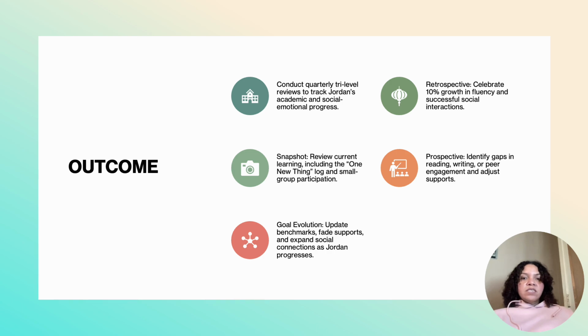The current status, assessing exactly what Jordan is learning now and what he will be learning in the future. Perspective, identifying remaining obstacles in reading, writing, and peer-to-peer engagement. The goal tweaking. The team acknowledges that as Jordan's confidence grows, his goals should evolve as well. Updating benchmarks. If Jordan exceeds the 10% fluency goal, the target may adjust to maintain momentum.